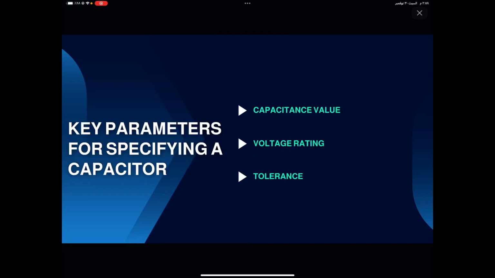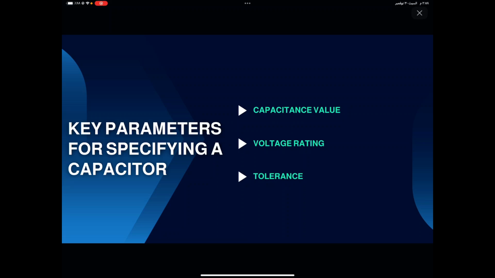So let's know what the key parameters are for specifying a capacitor. We have three kinds, as you can see. The first one is the capacitance value, the second one is the voltage rating, and the third one is the tolerance. So let's talk about the first one, the capacitance value.